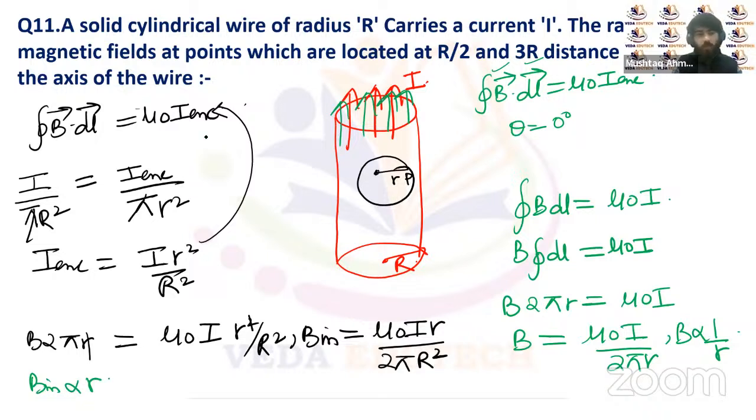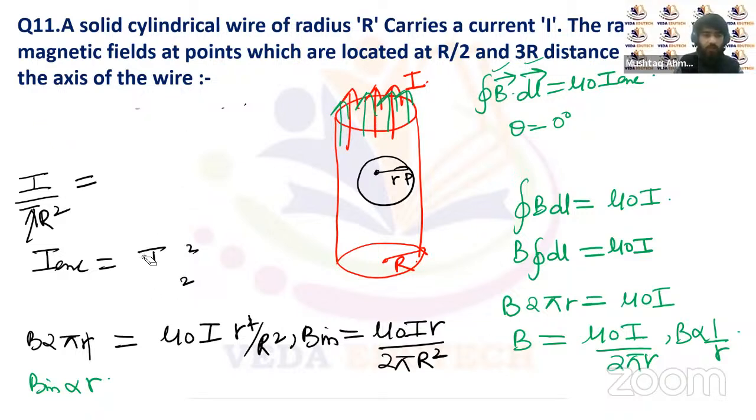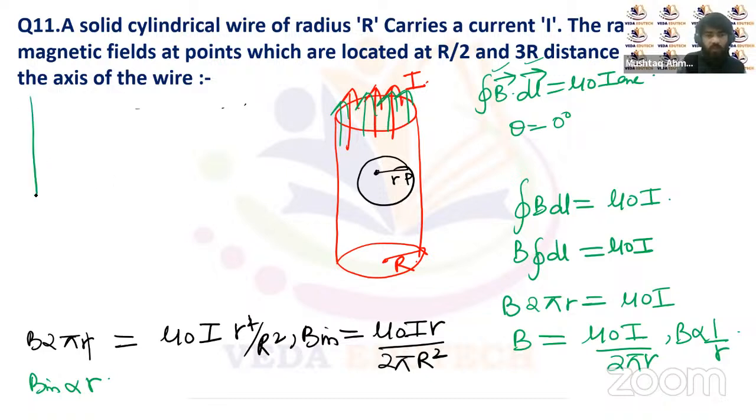Now if we plot the graph of the magnetic field because of the cylinder as a function of distance r, right? And we know for an inside point that the magnetic field is proportional to the distance r, so it will be a straight line passing through the origin. So at this point, the magnetic field will be a maximum, right? And the maximum value of the magnetic field will be mu naught I upon 2 pi R, and the maximum value of the magnetic field is always on the surface of the cylinder, right?